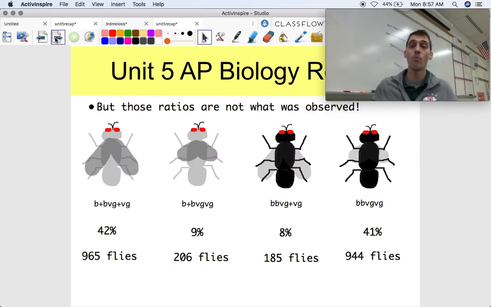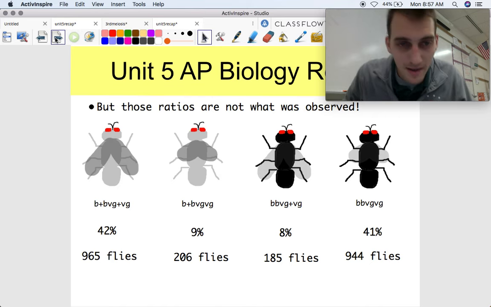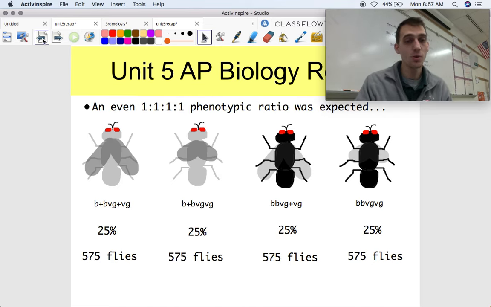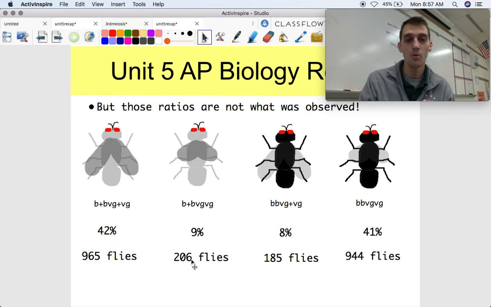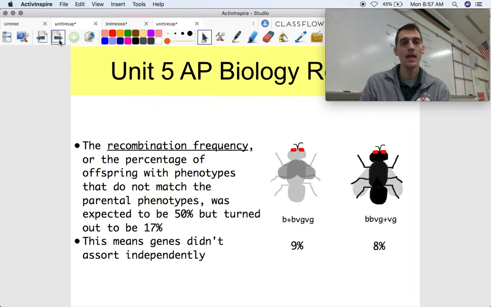But that is not what was observed. We should have had 25%, or 575 flies, of each based on the results, but we did not get those percentages, which means something was up.